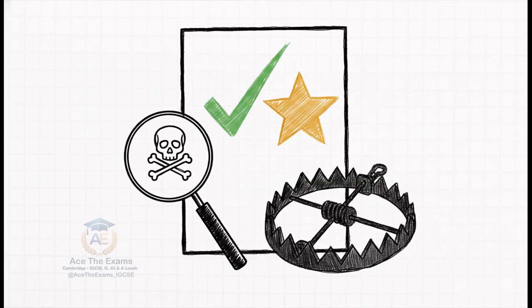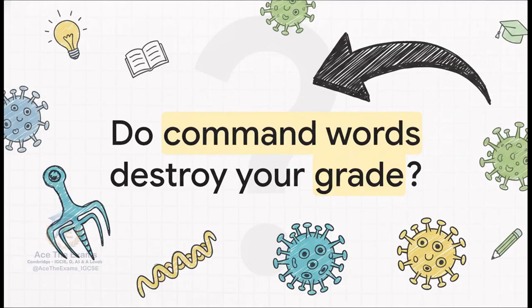But wait a second. You could execute the method mark strategy perfectly. You could link every single structural detail of the capsid directly to the scenario. Your calculation units could be absolutely flawless. And yet, there is still one fatal trap that overrides everything we just learned today. It is honestly a silent killer of grades. For example, you could be just describing when the examiner actually wants you to explain.